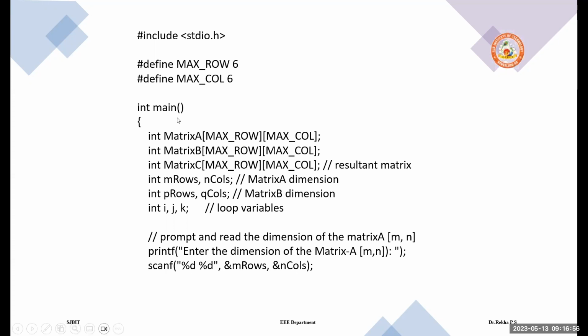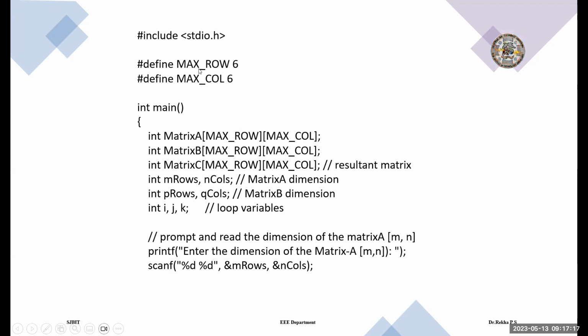You have to start with the main function. The int indicates the return value of this main function. So now we are declaring three matrices: matrix A, matrix B, matrix C. In matrix A you have MAXROW as well as MAXCOL. In matrix B, MAXROW, MAXCOL.